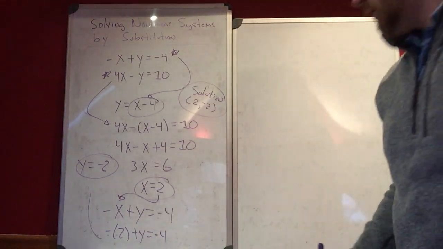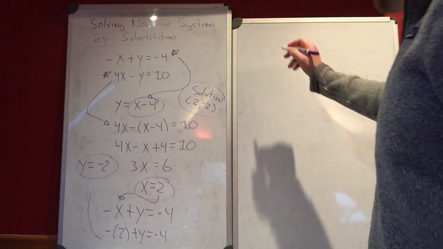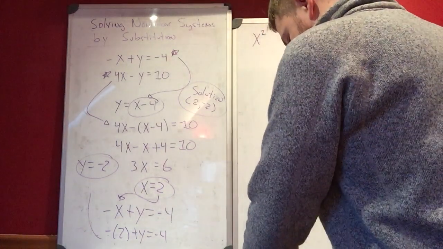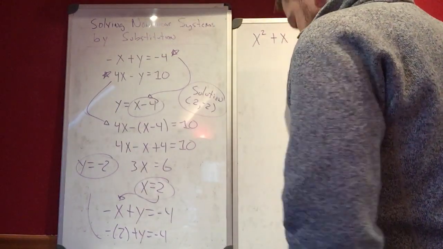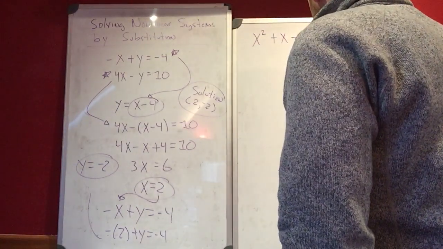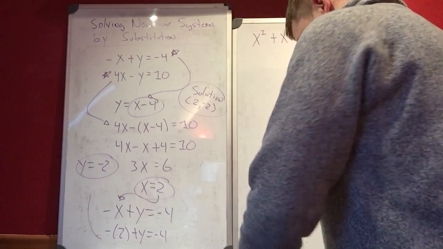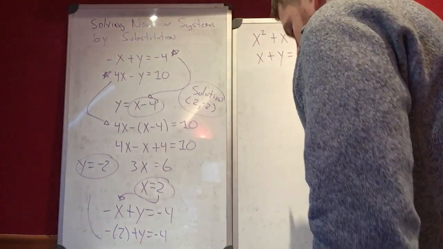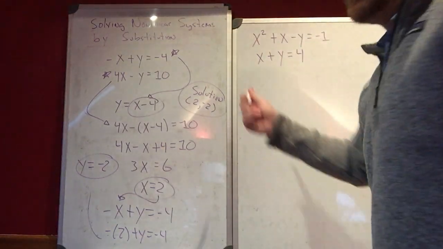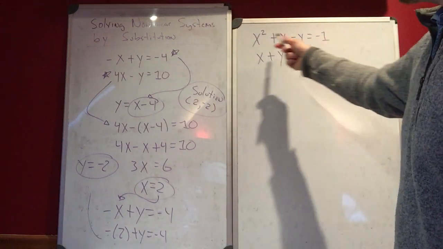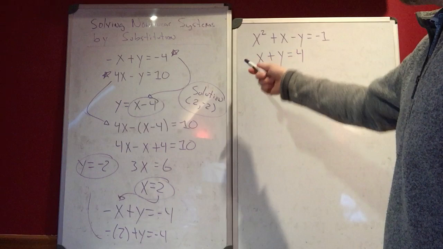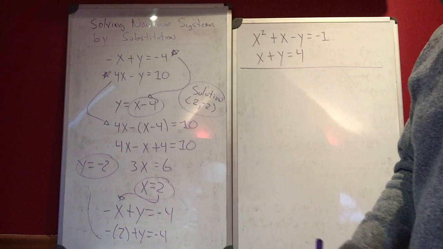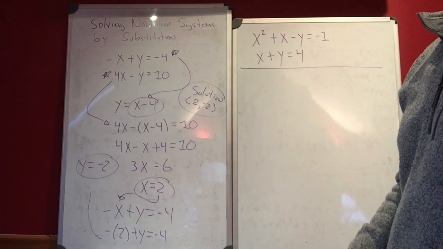Okay, so let's look at an example of a nonlinear system. Let's say that I gave you x squared plus x minus y equals negative 1, and x plus y equals 4. We know this is a nonlinear system because we have a clear quadratic term. This is going to produce a parabola, and we have a clear linear term that's going to produce a line. So we have a combination of a quadratic, a nonlinear expression, and a linear expression.